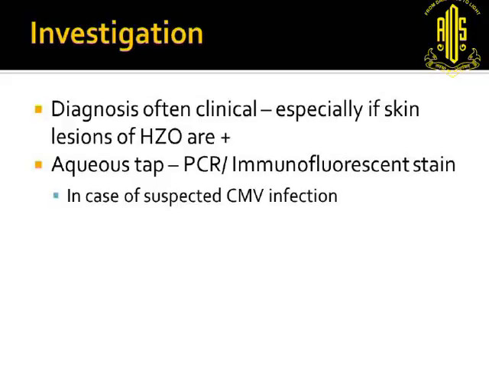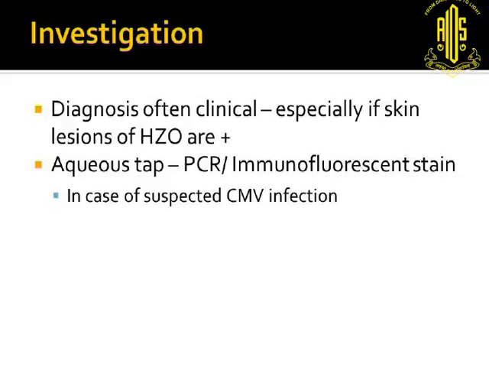Now, the investigations, we do talk about aqueous tap and the PCR, but the diagnosis is often clinical in most of the cases. Anybody coming in with a unilateral cause of acute rise in IOP is presumed viral. Of course, if there are atypical features, an aqueous tap can easily confirm the diagnosis.